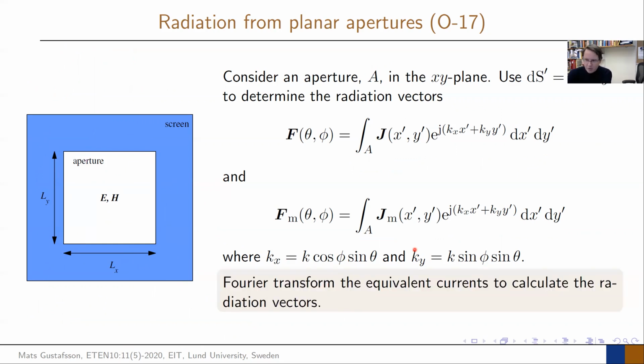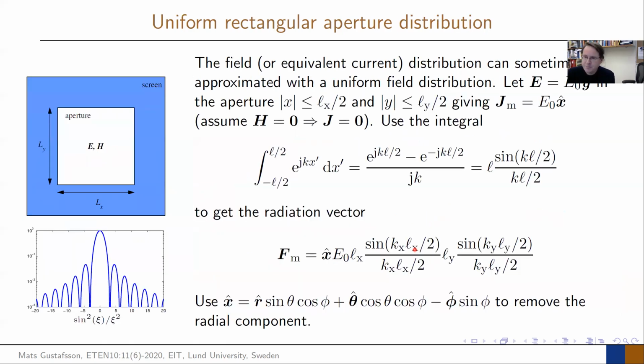So Fourier transform the equivalent currents to calculate the radiation vectors. That is the basic principle. The details of the formula you have in the formula sheet. That's fine. We might forget what, for example, these angles are, the details of it. But that you take the Fourier transform of it, you should always remember. That's not something you need a formula sheet for. That is really sitting in your understanding of this type of radiation and these types of antennas.